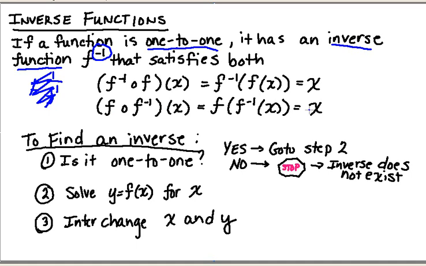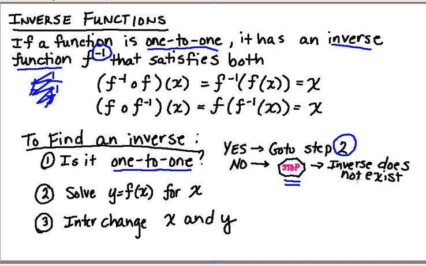There are three basic steps in finding an inverse. Step 1, is it one-to-one? And like we referred to in our video, first you graph it and use the horizontal line test. If the function is one-to-one, then we can go to step 2 and we can actually find the inverse. If the function is not one-to-one, we need to stop what we're doing because the inverse does not exist. It does not have an inverse function.